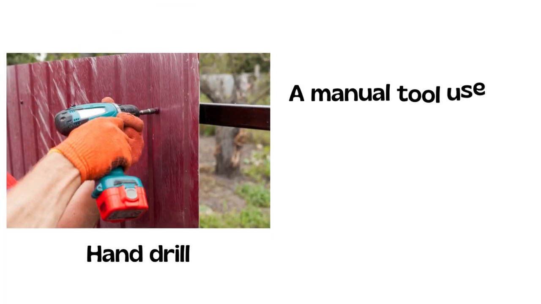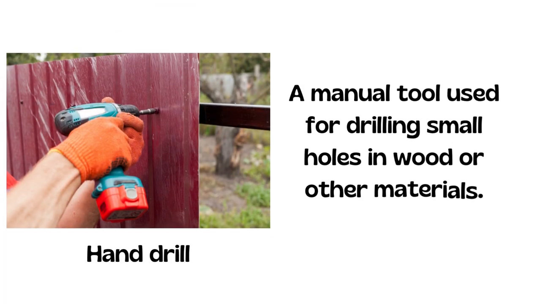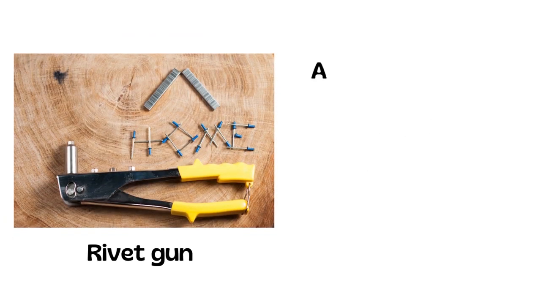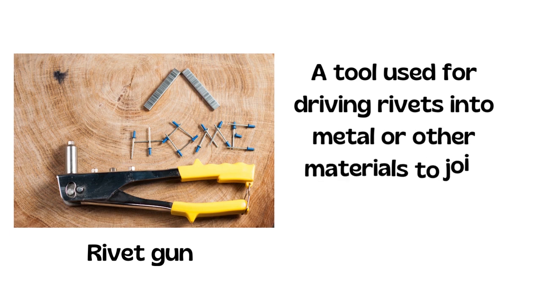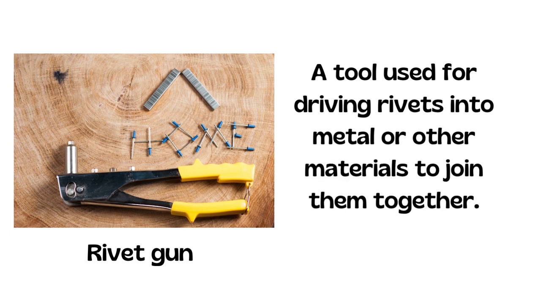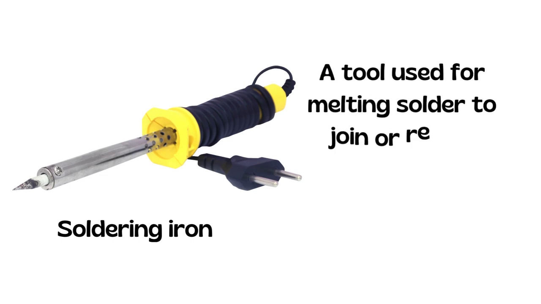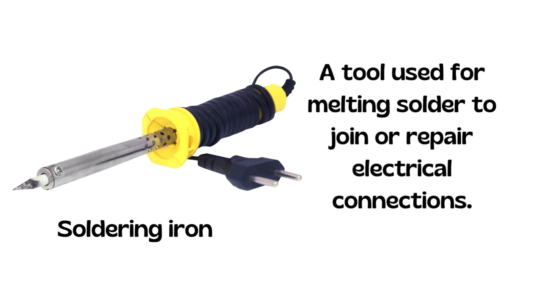Hand drill, a manual tool used for drilling small holes in wood or other materials. Rivet gun, a tool used for driving rivets into metal or other materials to join them together. Soldering iron, a tool used for melting solder to join or repair electrical connections.